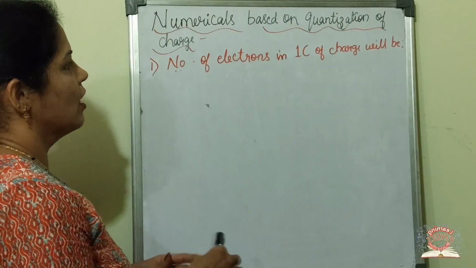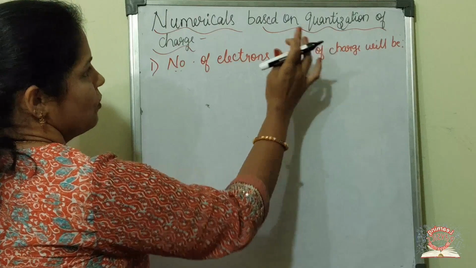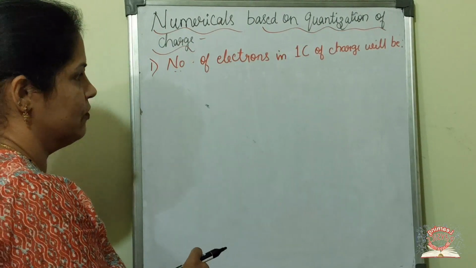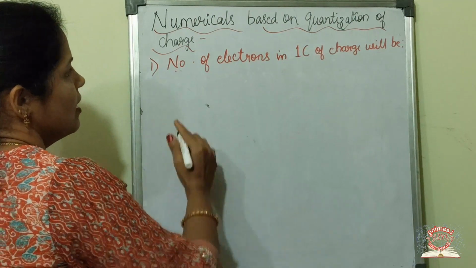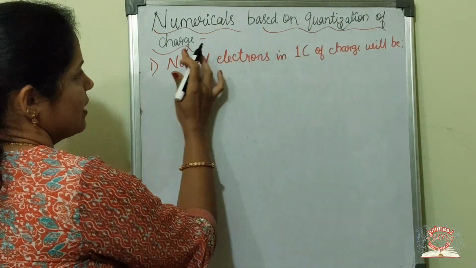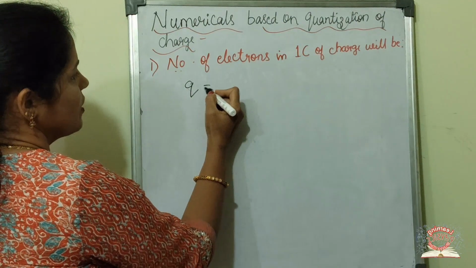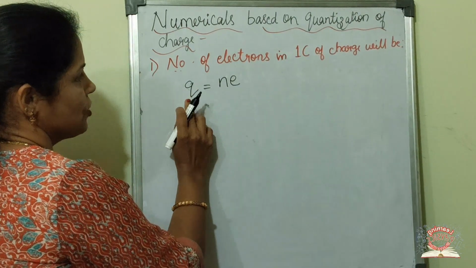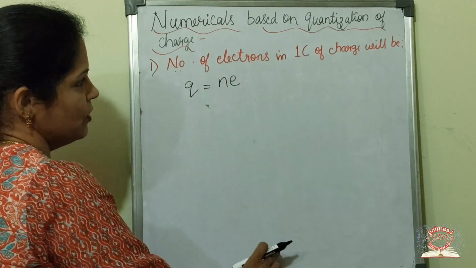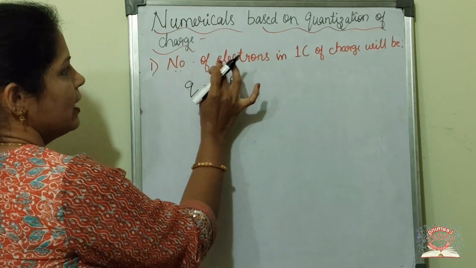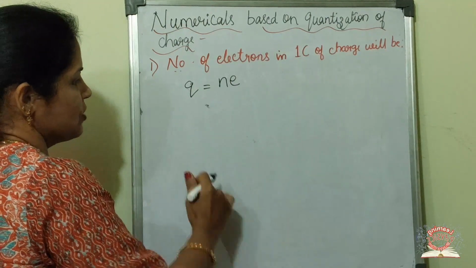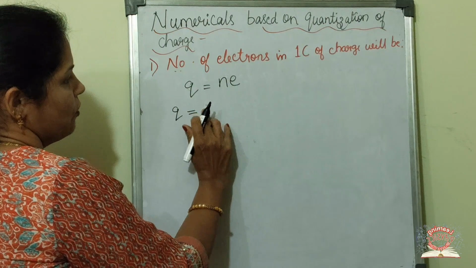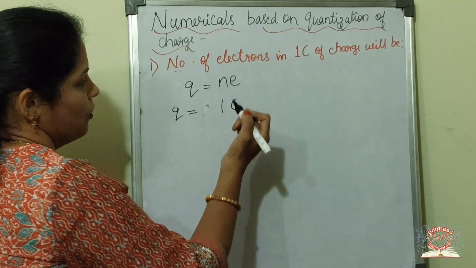Okay, so how many electrons are there in 1 coulomb of charge? How to solve this? We know that according to quantization of charge, Q is equal to Ne, right? The charge on any body can be written as N into e. We need to calculate how many electrons are there in 1 coulomb of charge. That means here what is given? Q is 1 coulomb.